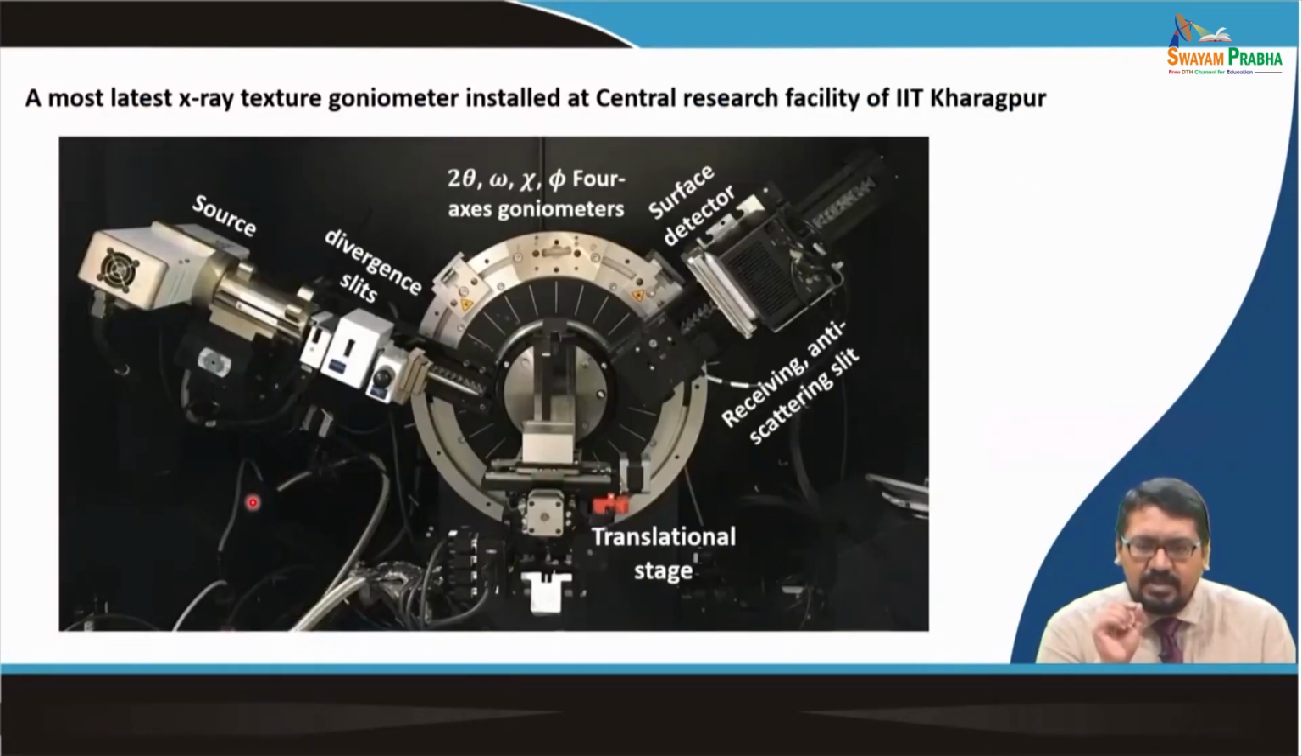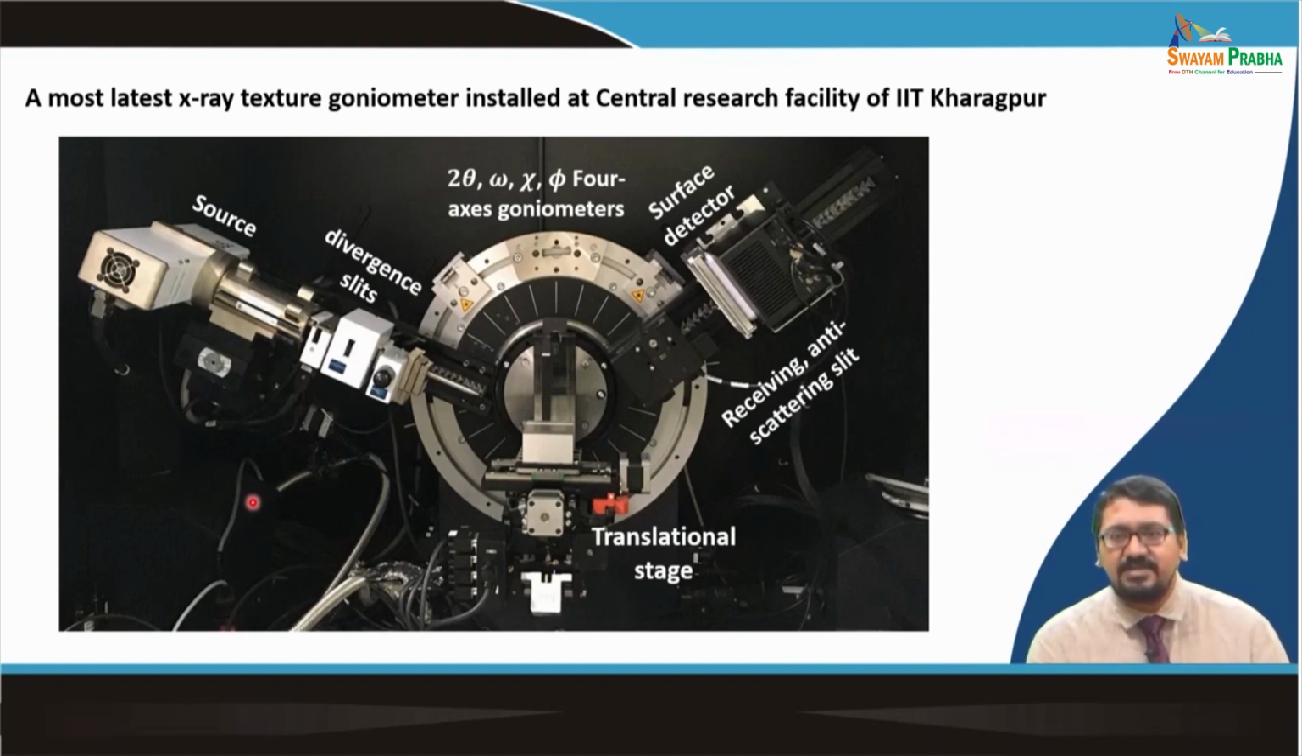Now, this figure is a photograph of the latest X-ray texture goniometer that has been installed recently in the Central Research Facility of Indian Institute of Technology, Kharagpur. You can see the difference between the oldest model and the newest model here, and in the newest model the source of the X-ray has become so small and so sophisticated. Of course, it has the divergence slits and the technique or the mechanism remains the same.